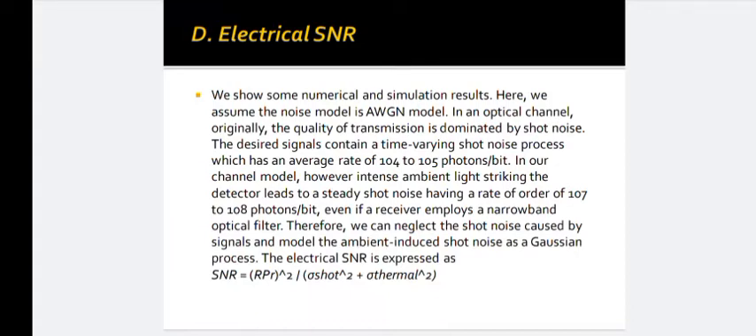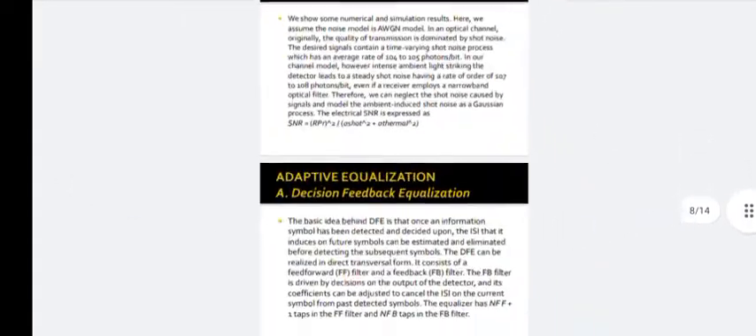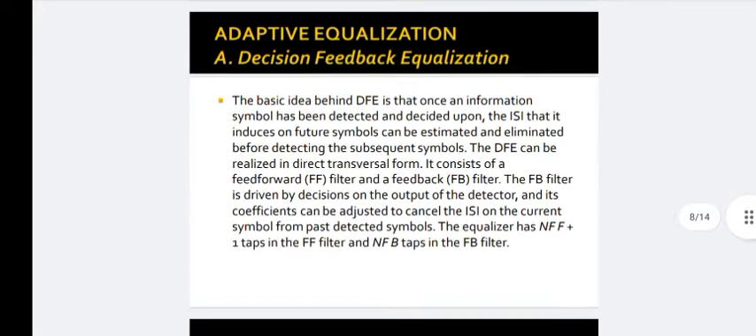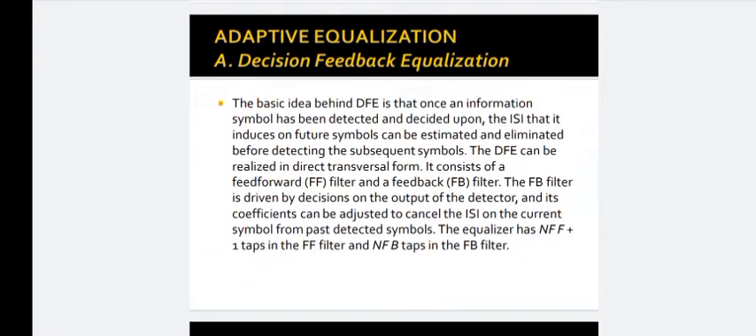Therefore, we neglect the shot noise caused by the signal and model the ambient induced shot noise as a Gaussian process. The electrical SNR is expressed as SNR equals (RP) squared divided by sigma shot squared plus sigma thermal squared. This is the expression of the electrical SNR in this slide. And next we see the adaptive equalizer, and this is decision feedback equalization.